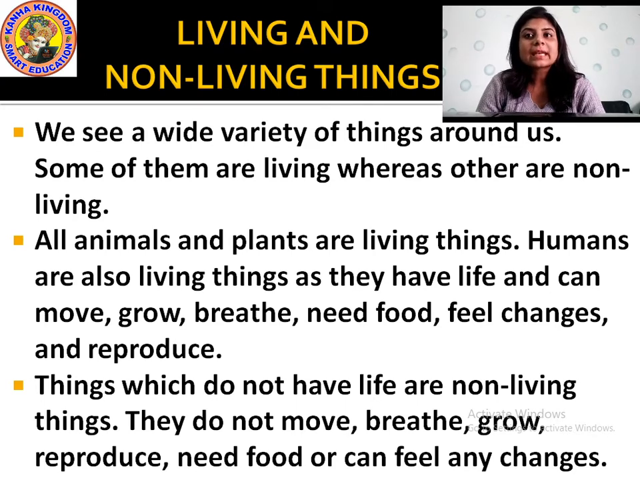Alright? All animals and plants are living things, the things that we see around. The animals and the plants, the insects, the human beings that we see. These are all what? These are living things. And the non-living things are what? The stones, the mountains, the oceans, the seas, the rivers. Okay, these are natural things that are non-living.